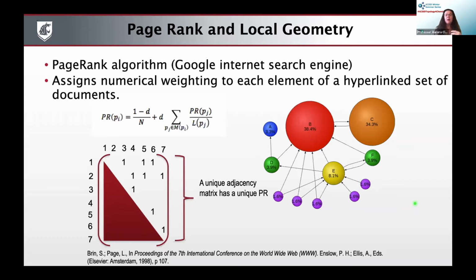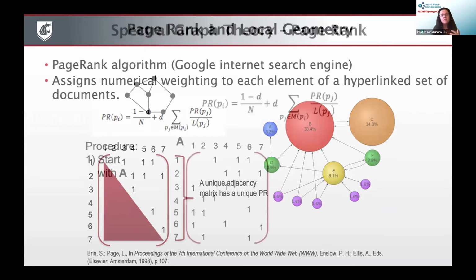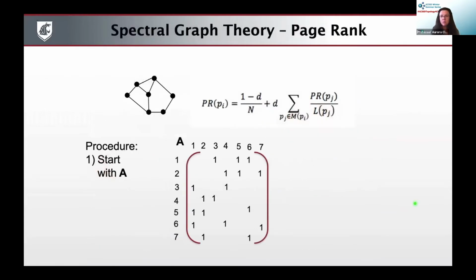And so I'm going to go through a little bit of the derivation of PageRank in a few minutes, but the main concept here is that if you have a graph and it has a unique adjacency matrix, which means that it's not isomorphic, then it will have a unique PageRank value. And so this process really starts very simply, and I'm going to go through this really quickly.